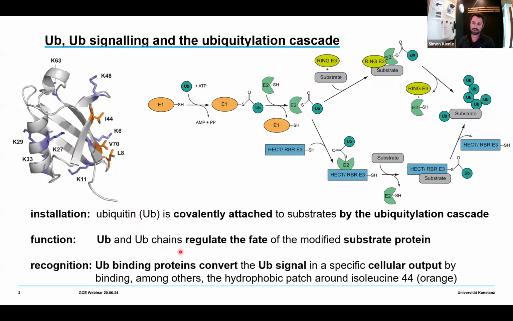And this ubiquitin signal is actually converted into specific cellular output, as Katrin already mentioned, by ubiquitin binding proteins. And those ubiquitin binding proteins preferentially bind to the hydrophobic patch around isoleucine 44, which is shown here in orange.